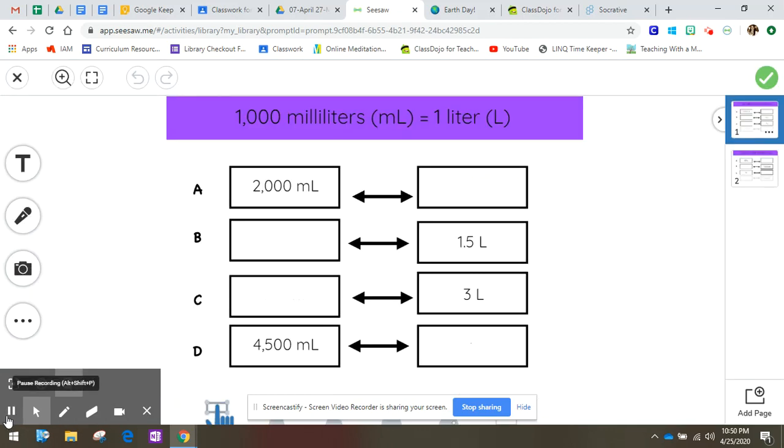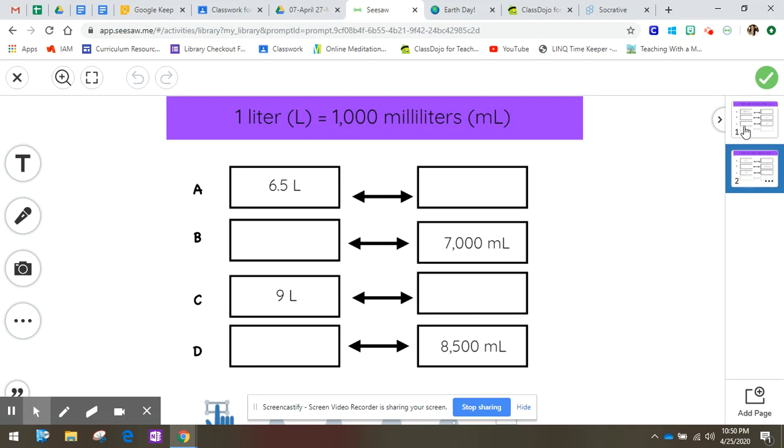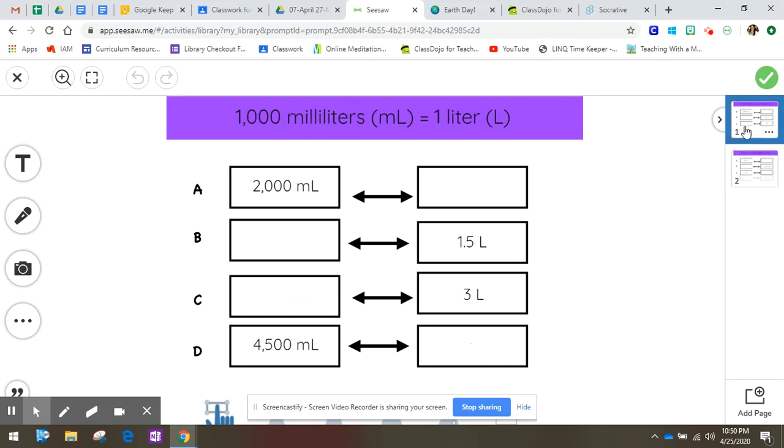Now, after you've watched the video, we're going to continue with our conversions. Today, though, there are only going to be 2 sheets because when it comes to the metric system, the only conversion you need to know is that there are 1,000 milliliters in 1 liter. So just like yesterday, I'm going to model the first problem for you, and that'll leave about 6 conversions for you to do on your own, and then I want you to go to Prodigy for 20 minutes.